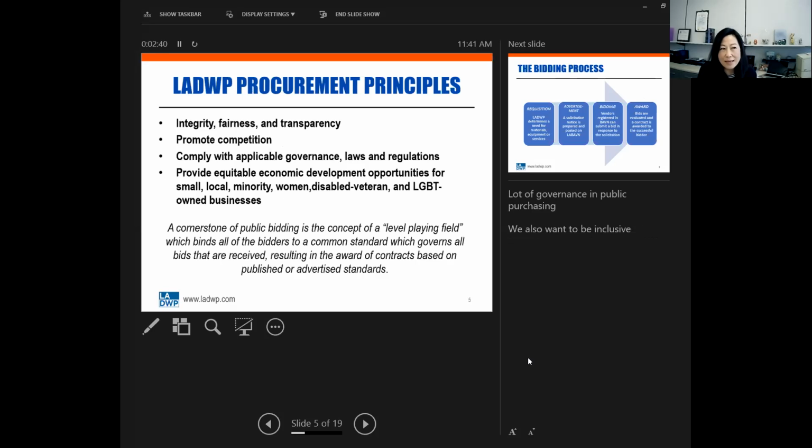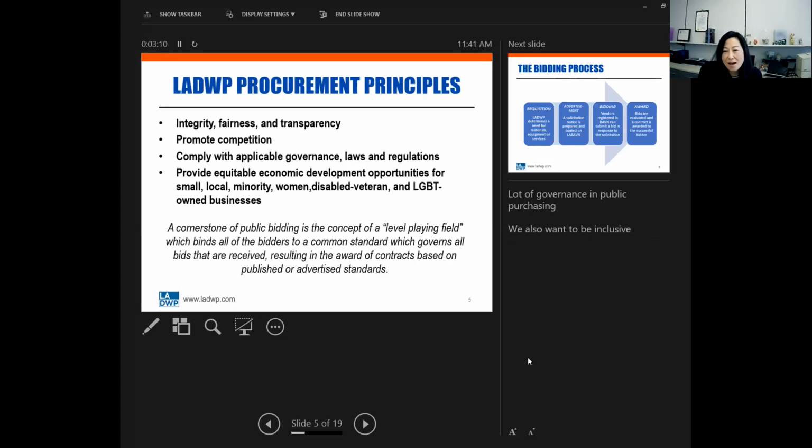So basically the procurement principles with LADWP, because we are part of the city of Los Angeles, we have some principles that we always adhere to, which is integrity, fairness, and transparency. We want to promote competition. We have to comply with every applicable government law and regulation when it comes to procurement. But mainly we want to provide equitable opportunities for everybody: small businesses, minority businesses, women businesses.